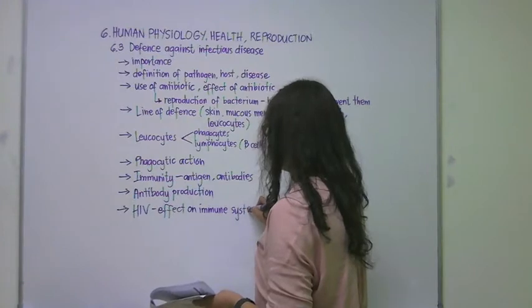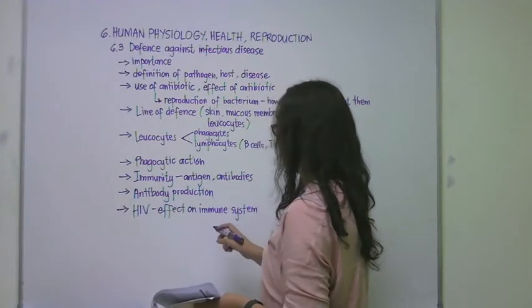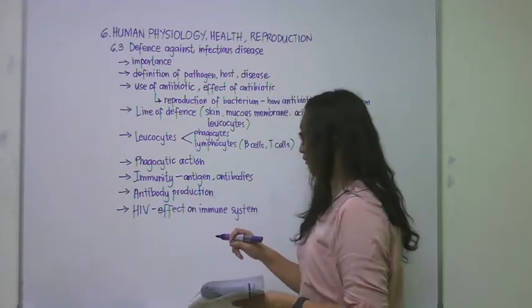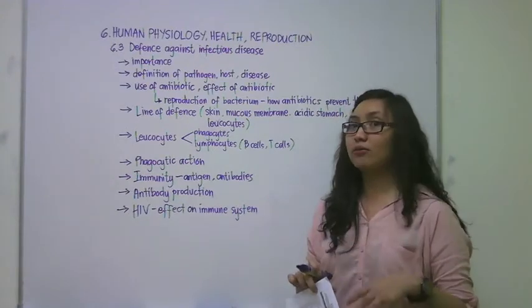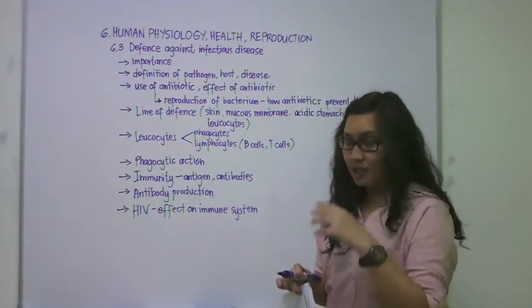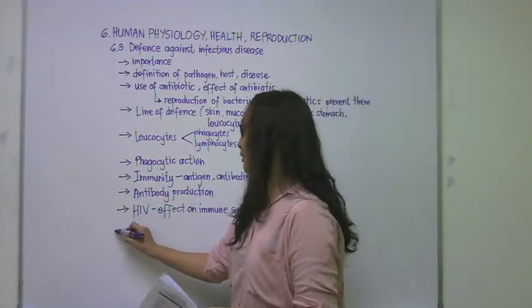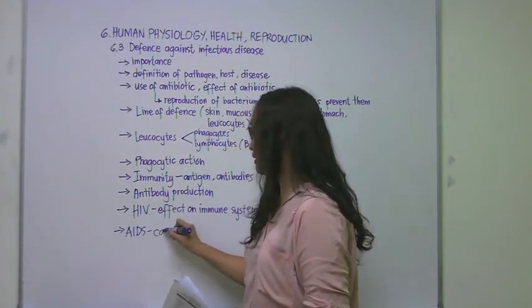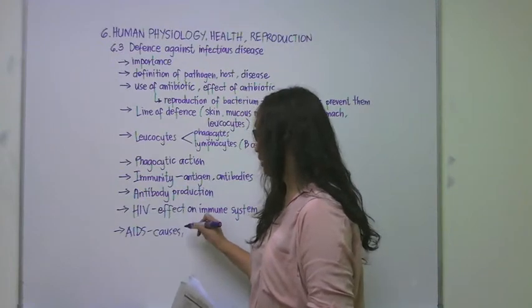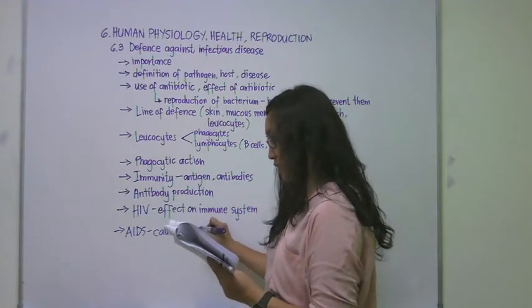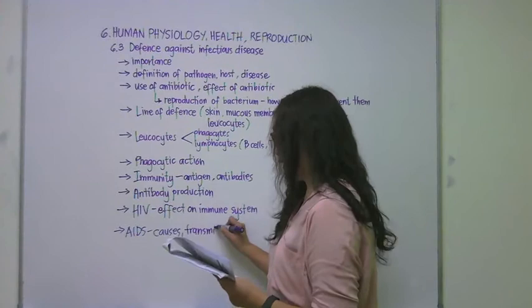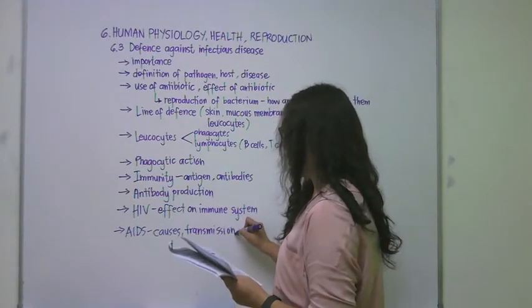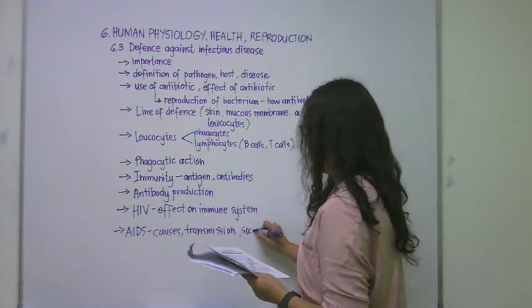Right after discussing the effect of HIV on the immune system, it will lead to AIDS. So of course we have to indicate the causes of AIDS, how it is transmitted, and the social implications of AIDS.